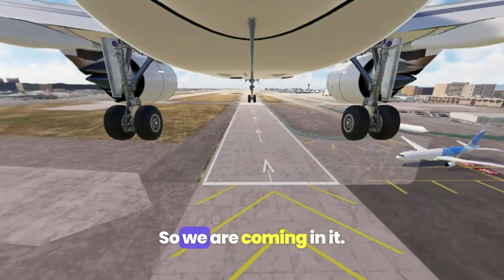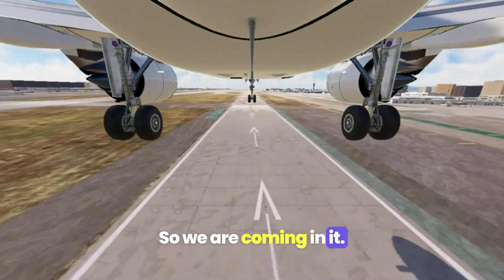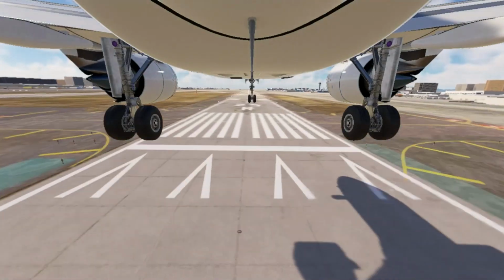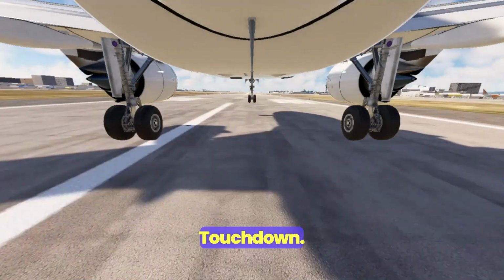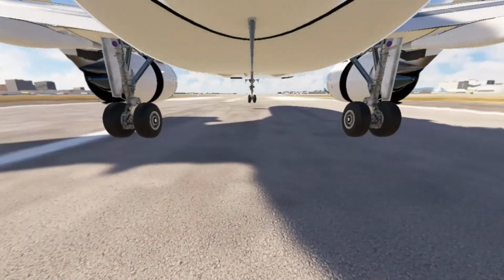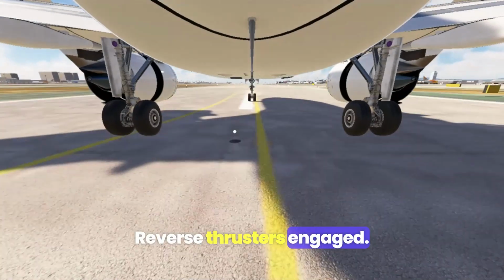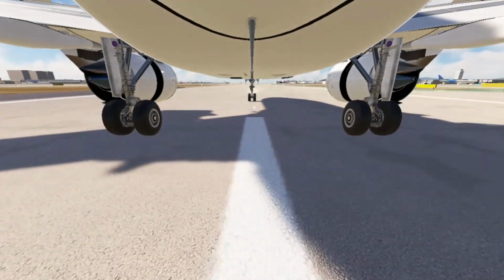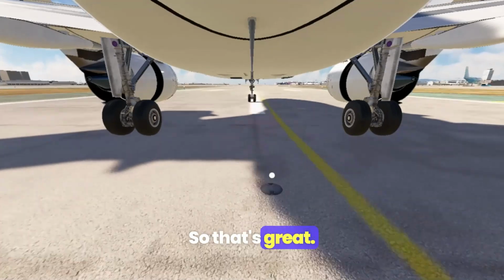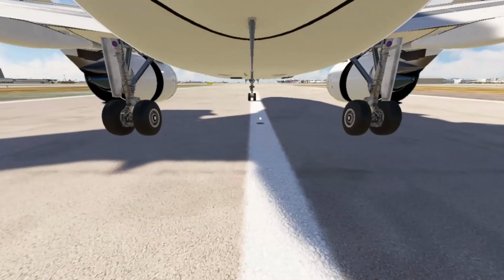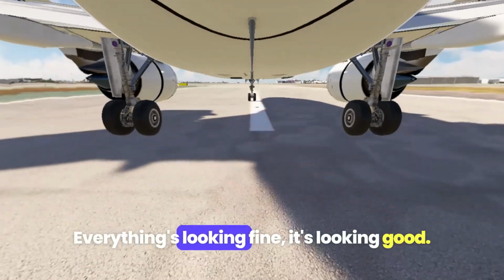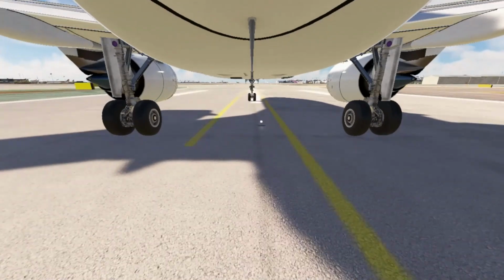So we're coming in. Touchdown. Reverse thrusters engaged. So that's great. Everything's looking fine, looking good.